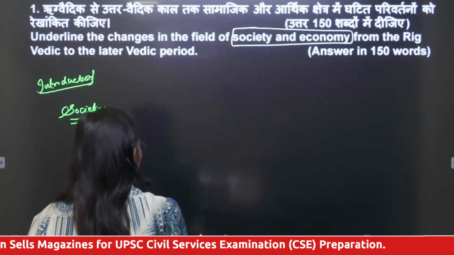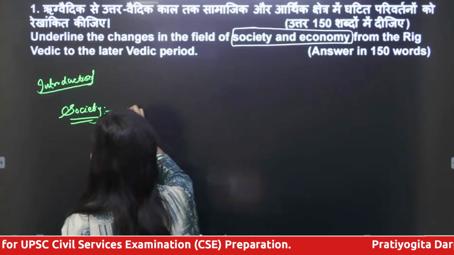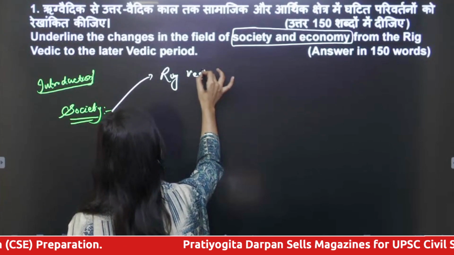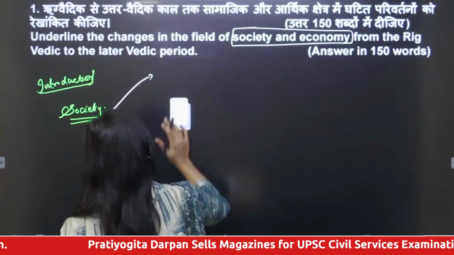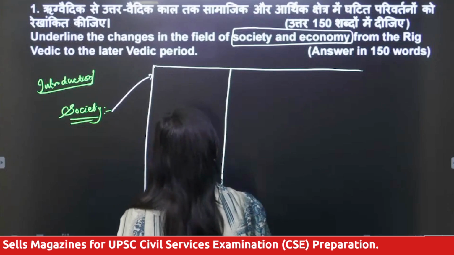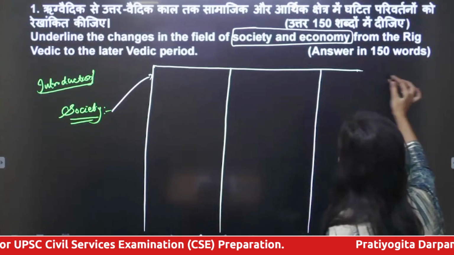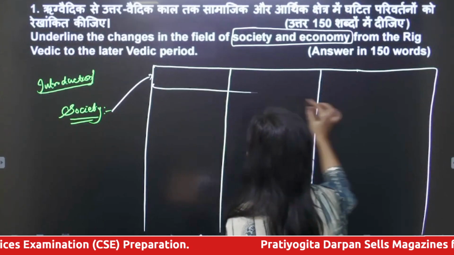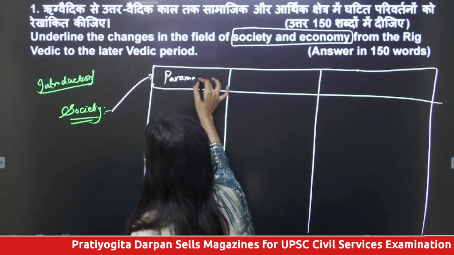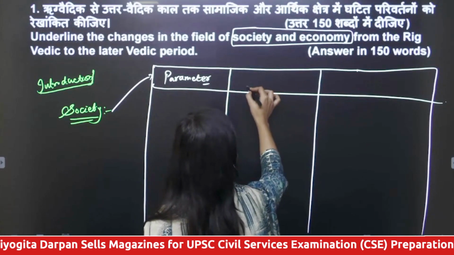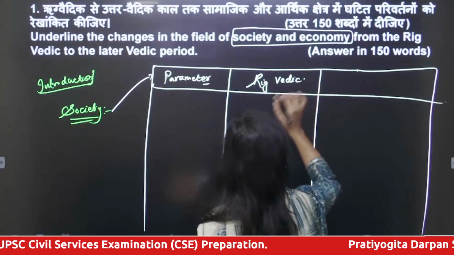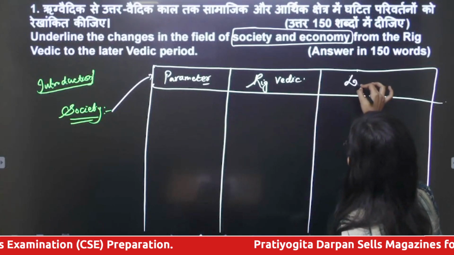So do draw a table, this would be perfect. Then here write Rig Vedic. Representation does matter. So do draw that in society there would be changes. Then here we would be writing parameters, that is, which parameter you are talking about. And then you can talk here about Rig Vedic and then later Vedic.